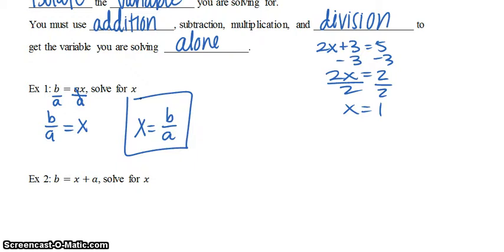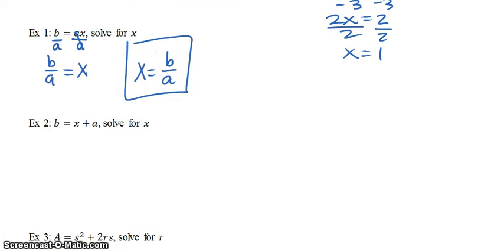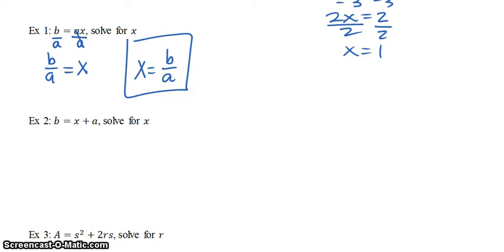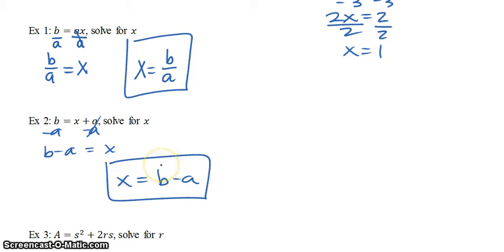So if we were to know what b and a were, we could plug in numbers for that and easily find x. Now this one, b equals x plus a. Again, solving for x, got to get rid of this a, so it's being added, so we do the opposite, which is subtracting. So that cancels out, and we're left with b minus a equals x, or you can rewrite it as x equals b minus a. And again, if we have b and a, we can easily find x.